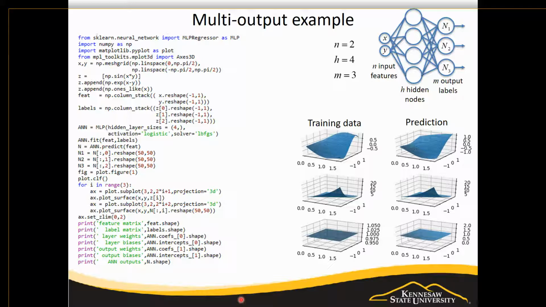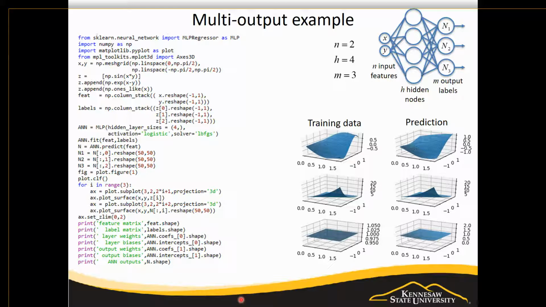Now, here is another example, a 3 output example, and a 2 input. So this problem has an xy as the input space, and I want this neural network to learn 3 different 2D functions with 2D inputs.